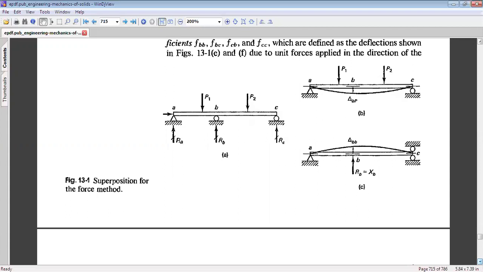And thereafter, we apply the compatibility boundary condition. This application of the compatibility boundary condition gives us another equation, which helps us in finding out the reactions which were initially indeterminate.